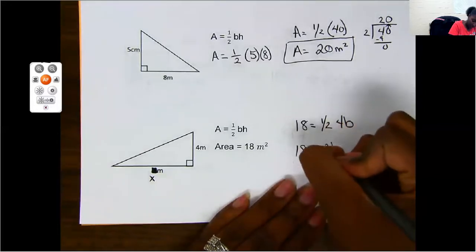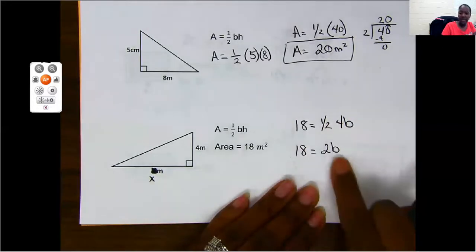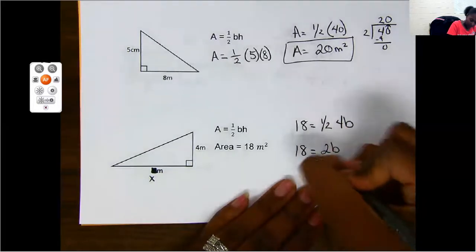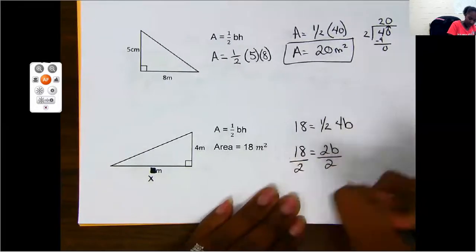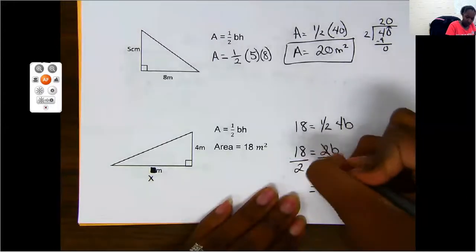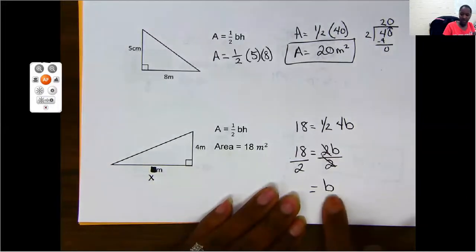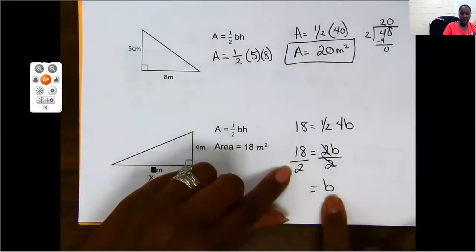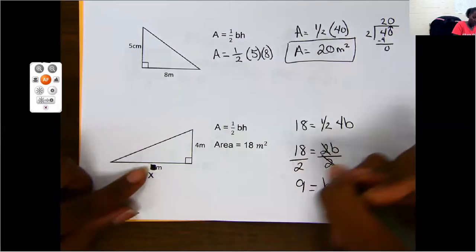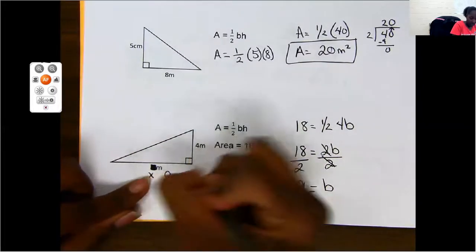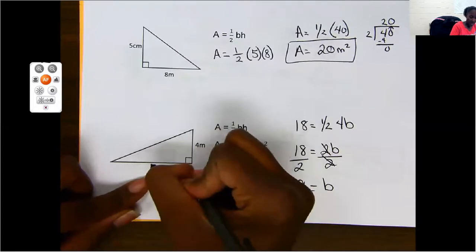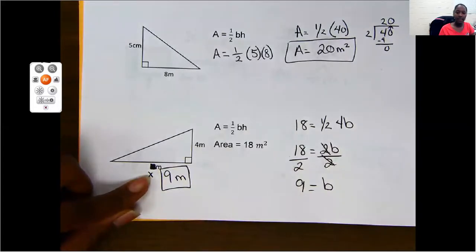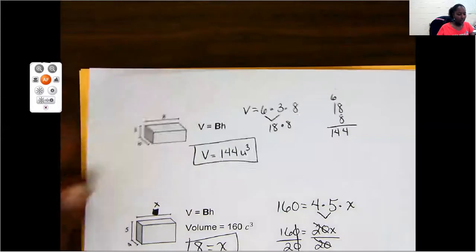18 equals 2B. I need to get B by itself so that way I know what that missing number is. So in order to get B by itself, I need to get rid of the 2 by dividing by 2 on both sides. The 2s cancel and leave me with just my B. And over here, 18 divided by 2 is 9. So my missing side is 9 meters. Okay. All right, last one.